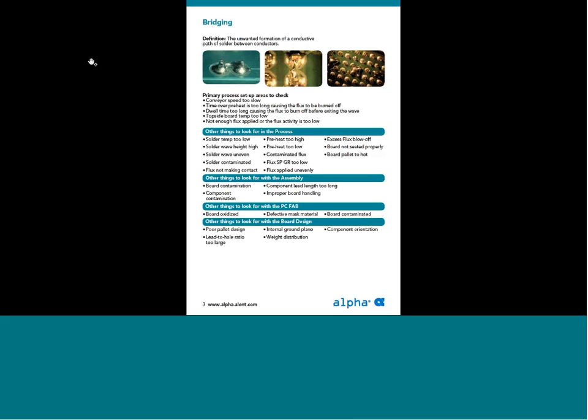Again, we're going to cover bridging. The primary areas, setup areas to check. Okay, your conveyor, preheat, etc. Other things to look in the process. Is your solder pot temperature too low? Perhaps your thermal sensor has gone bye-bye and you need to replace it. Solder wave height is too high. If you have a blow-off subsequent to your wave, the blow-off could be too high. Just things like that as you go through.